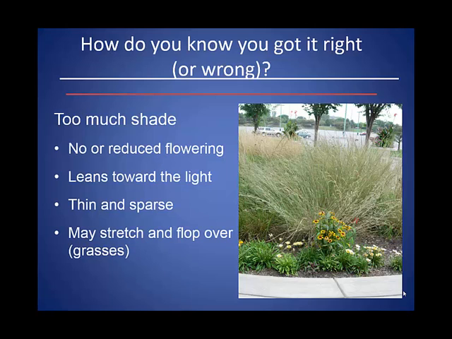So if something doesn't flower and produce fruit, that may not be the immediate reason to think, oh, I've got to move it. You need to think about what else was going on. Leaning toward the light, just lacking vigor, being thin and sparse. With grasses, they may sort of stretch for the light and flop over. They'll also flop over if they've got too much water in general. So, those are things to look for. And like I said, feel like you can move your plants around.